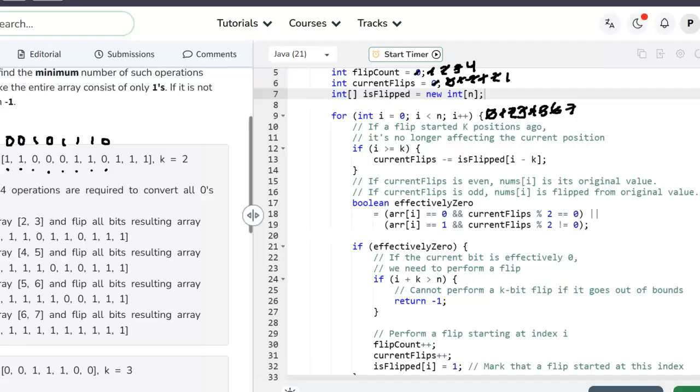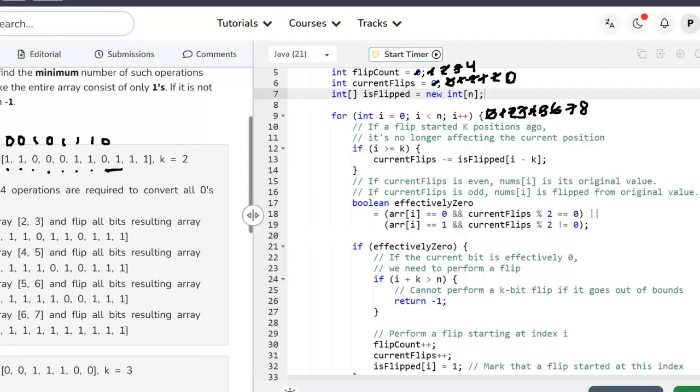All right. Next number, 8. We're here. We'll go down here. Is flipped. 8 minus 2 is 6. 0, 1, 2, 3, 4, 5, 6. All right, so we subtract 1 from current flips. Current flips is 0. There are no current flips within the current window, which is right here. The last current flip was at index 6. We are now on index 8.